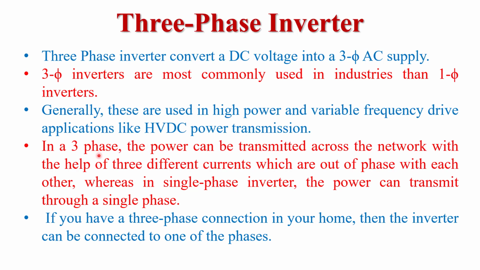power transmission. Now, one point comes to mind: how do we generate a 3-phase power supply and how do we transmit 3-phase power across the network? 3-phase power can be transmitted across the network with the help of 3 different currents which are out of phase with each other. Whereas in case of single phase, the power can be transmitted through a single phase. Now, if you have a 3-phase connection in your home, then the inverter can be connected to one of the phases.